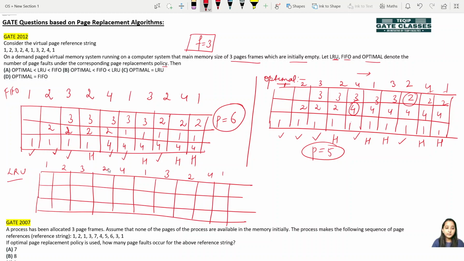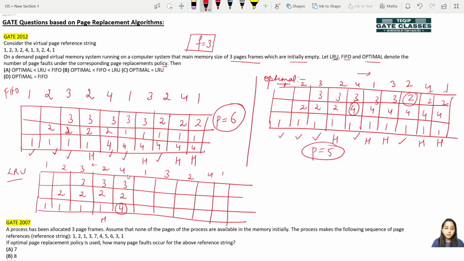LRU means we replace the least recently used page, so I have to look at this side, the past. 1, 2, 3 will be added. Now here it is a hit because there is no need to change the page. Now 4 is a new page that came here. 2 is present, 3 is present, and 1 is far away, so I will replace 1. Here the replacement is done.